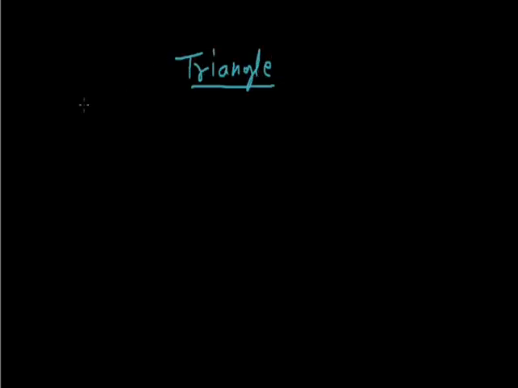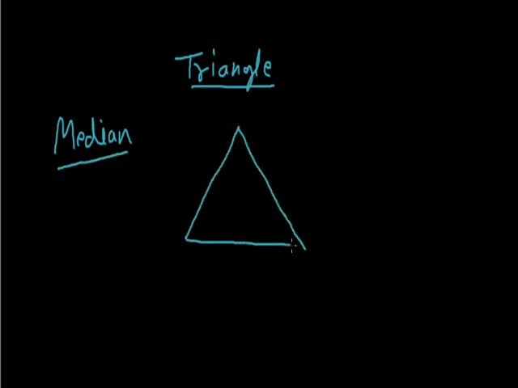Some important terms related to triangles. First of all, median. What do you mean by median? Suppose there is a triangle ABC. If I connect this vertex A to the midpoint of the opposite side BC, let the midpoint of BC be D. Now if I connect the vertex A to the midpoint of the opposite side, then this line AD is called the median.